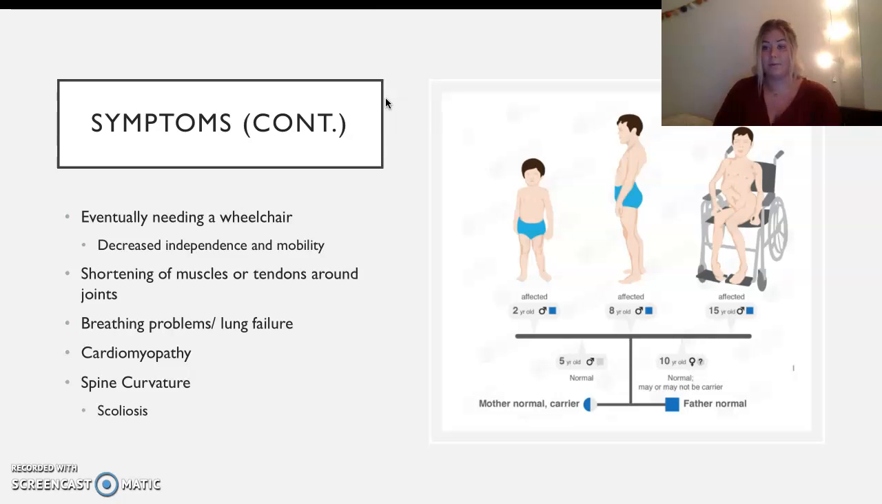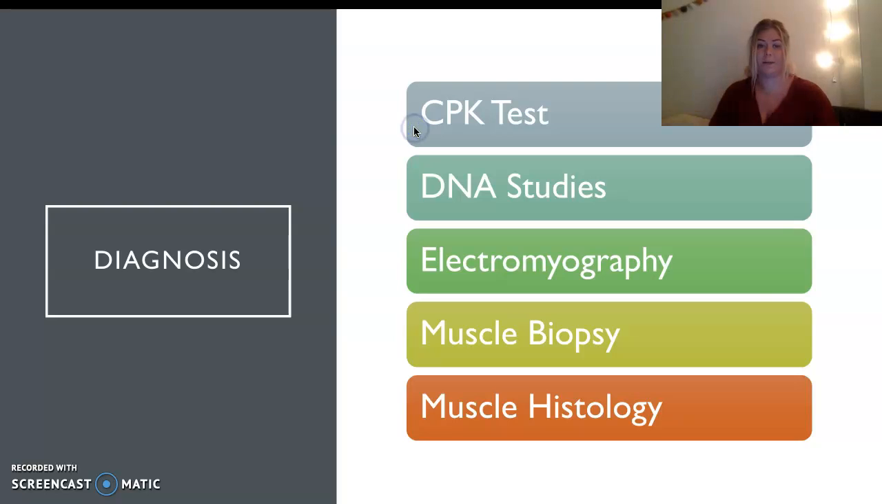And a huge one is most patients suffer with cardiomyopathy, which means it's harder for the heart to pump blood, which eventually then leads to heart failure. And last but not least, many patients are eventually diagnosed with scoliosis because their muscles become so weak that they can no longer hold the spine up properly. And as you can see in this picture, 2 years, 8 years, and 15 years, these symptoms progress fairly quickly.